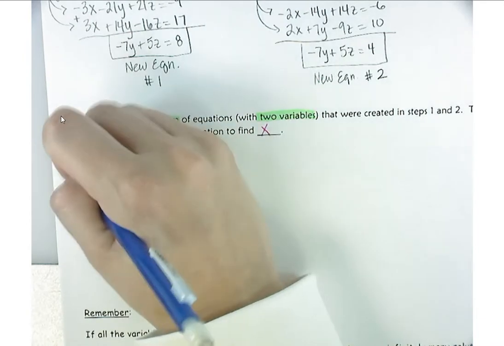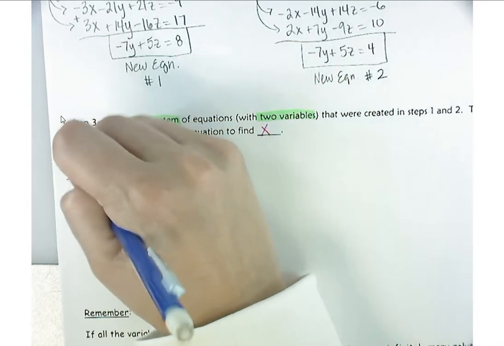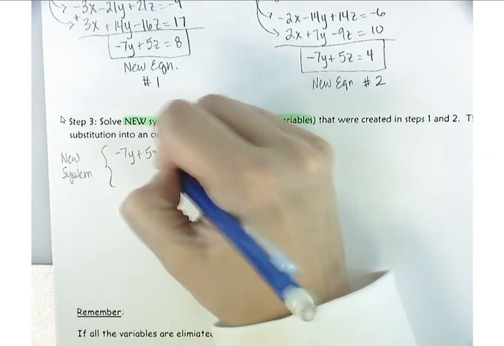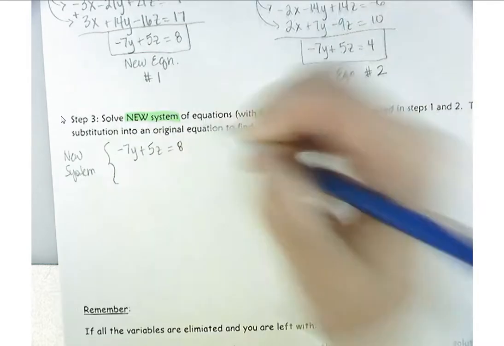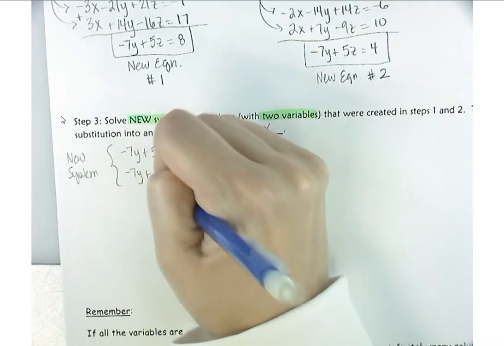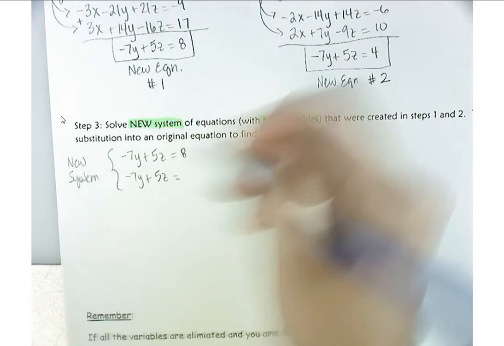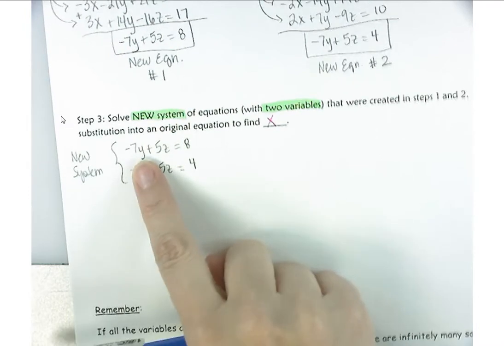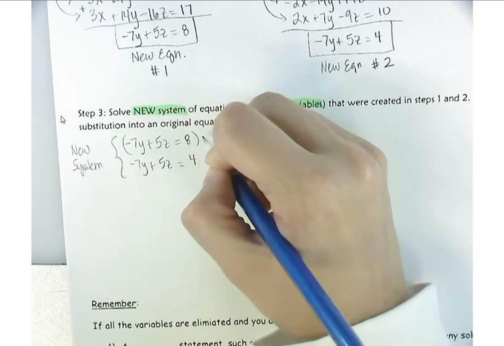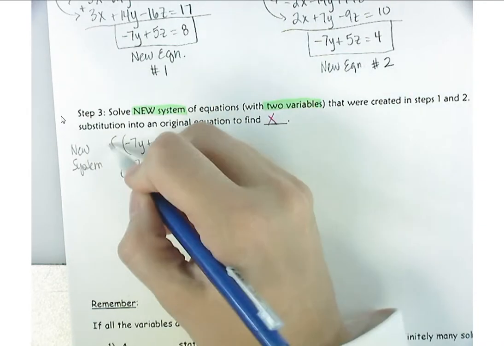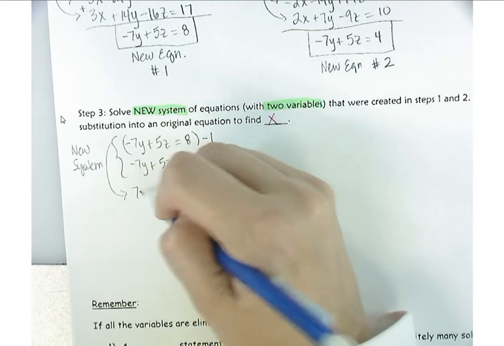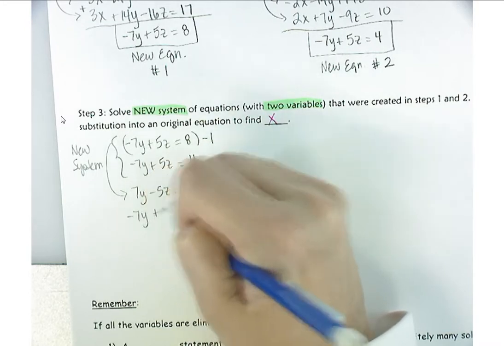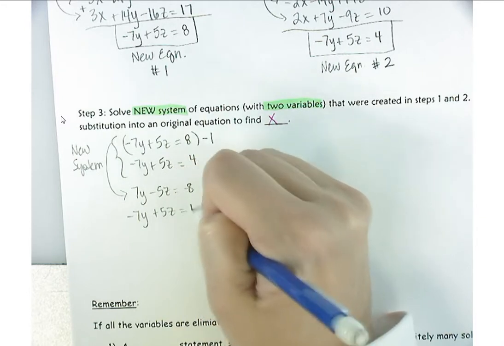Okay, so your new system is going to be negative 7y plus 5z equals 8, and negative 7y plus 5z equals 4. Okay, so if I want to cancel out the y's, I can multiply the top equation by what value? Has to be negative 1. Okay, so then I'd have 7y minus 5z equals negative 8. On the bottom, I have negative 7y plus 5z equals 4.